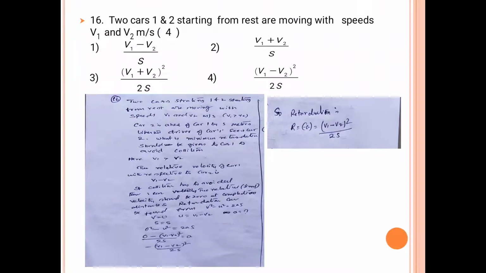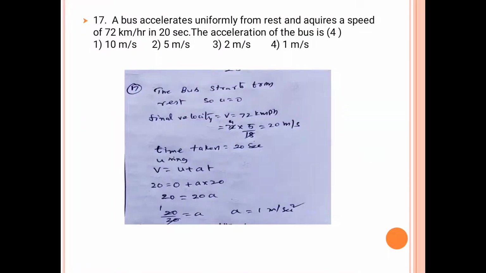If you call it a retardation, there is no necessity of putting the minus sign. Now coming to the 17th question.